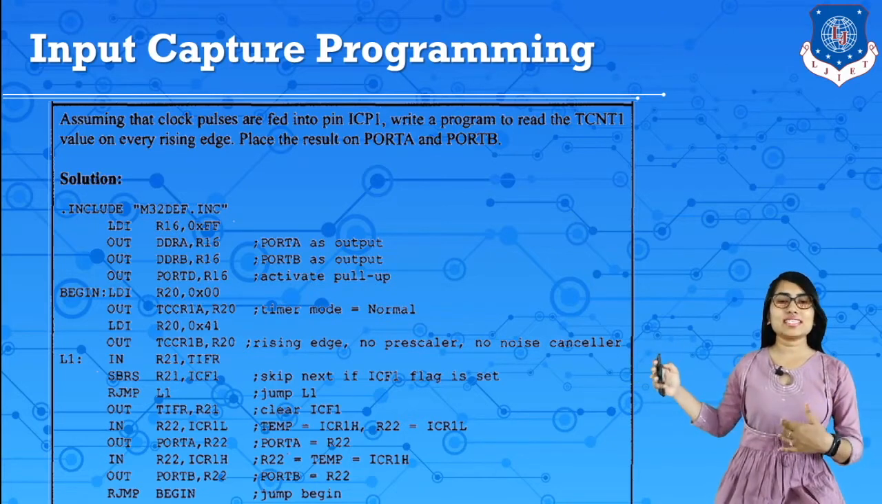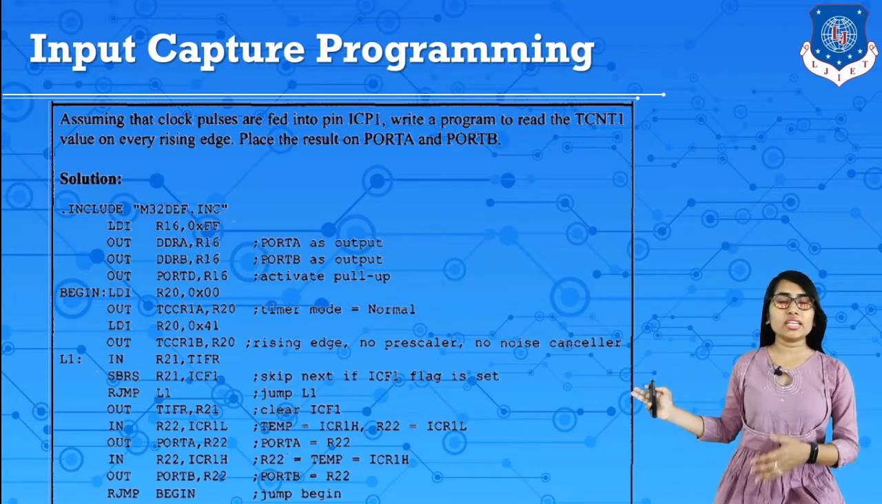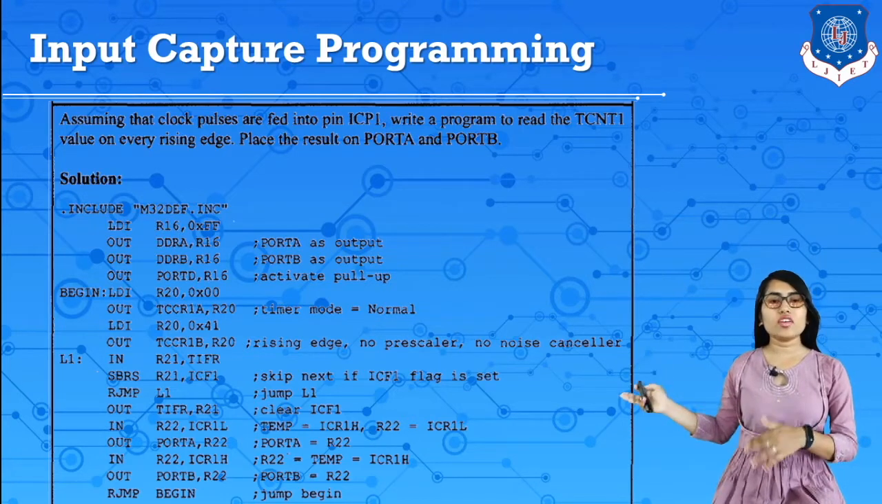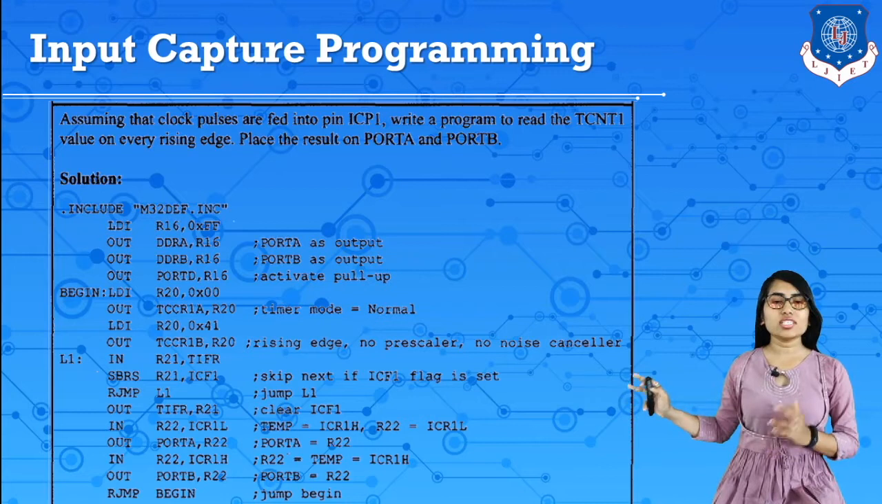After setting TCCR1A and TCCR1B, read the value of TIFR. The content of TIFR is copied into R20, and then check the R20 register, in which we check the ICF1 flag to see whether the ICF1 flag is set or not.